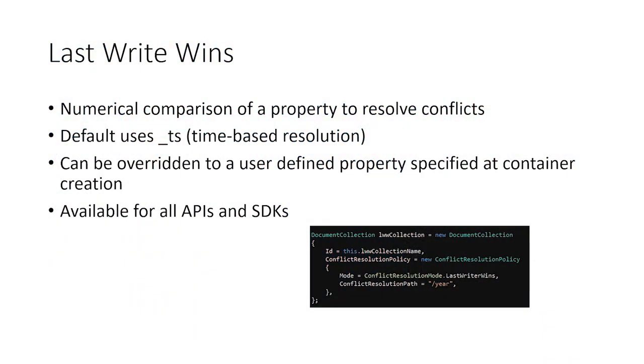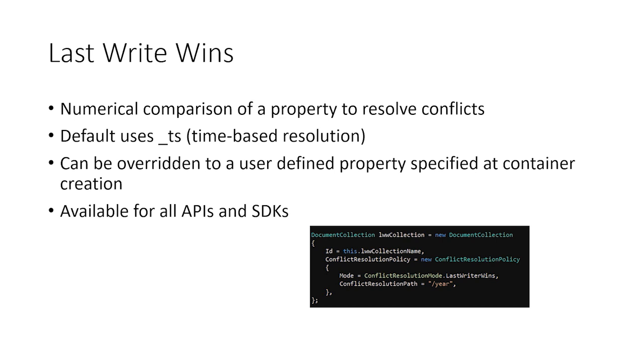I see. So now that we know what a conflict is, what kind of options does Cosmos DB offer for resolving these conflicts? Right, so Cosmos DB offers several conflict resolution policies just to provide more flexibility to customers. The two that we offer is last write wins, where the last writer wins. So it's a numerical comparison of a property to resolve the conflicts. The default uses a timestamp, so whichever was written last wins. And you can also override it to a user-defined property specified at the container creation time. So for example, in our previous example, we can use the property year to decide which one is newer and which one to keep. And this policy is available for all APIs and all SDKs.